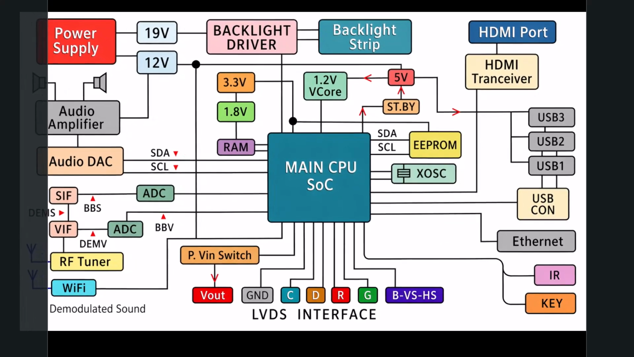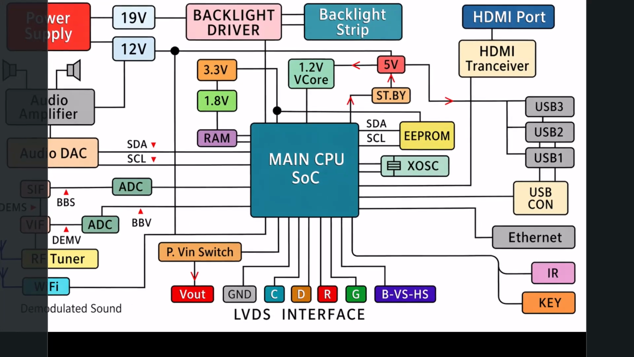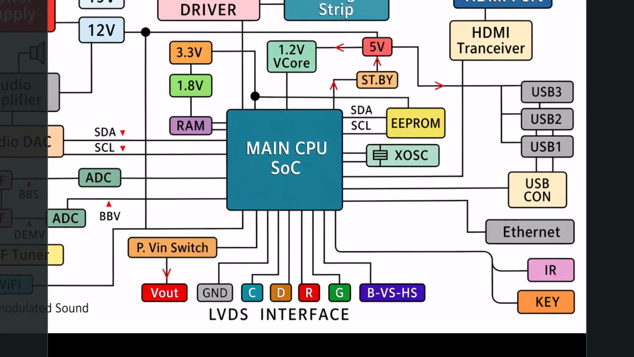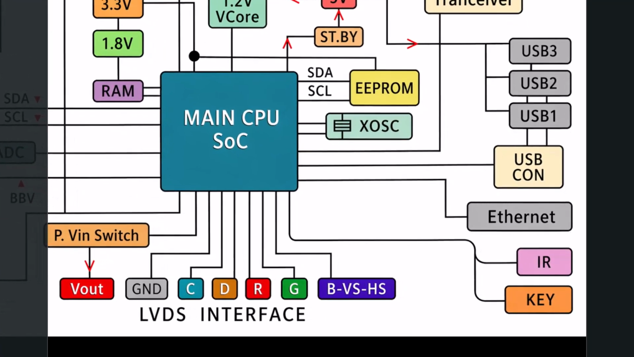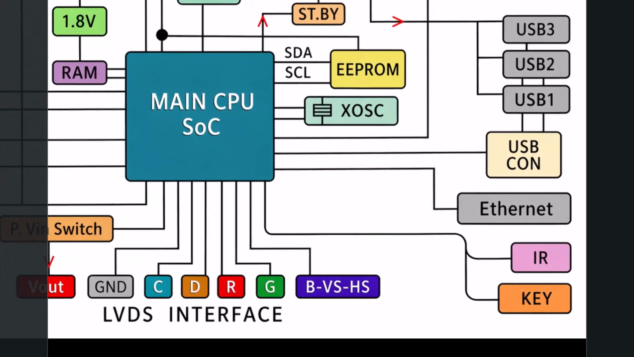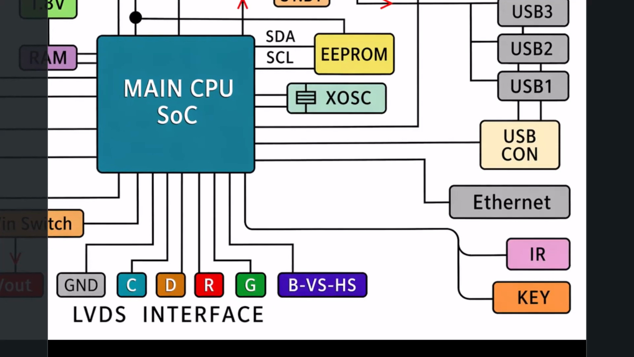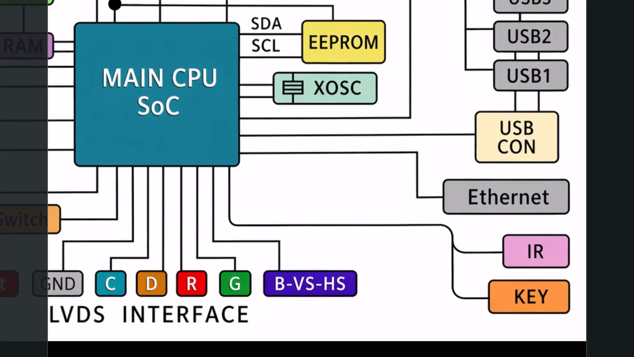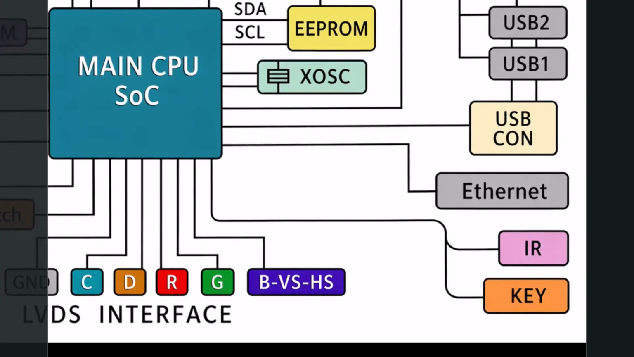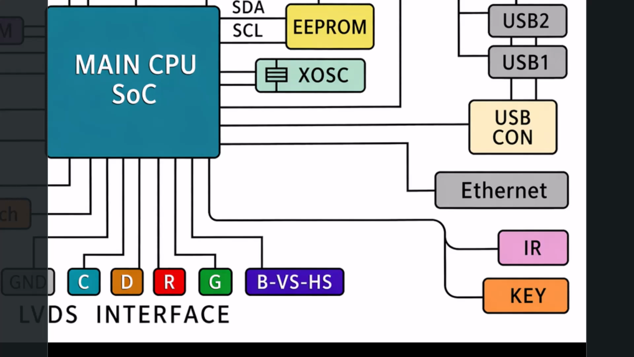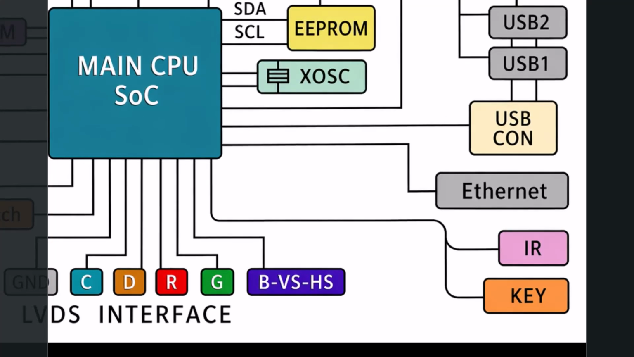And finally, at the very bottom right, we have the user interface controls, the IR and key blocks. The IR receiver patiently waits to pick up specific infrared light flashes from your remote control, while the key block registers physical button presses on the TV chassis itself. These blocks send simple, immediate interrupt signals directly to the main CPU, giving you, the user, total command over the entire system.